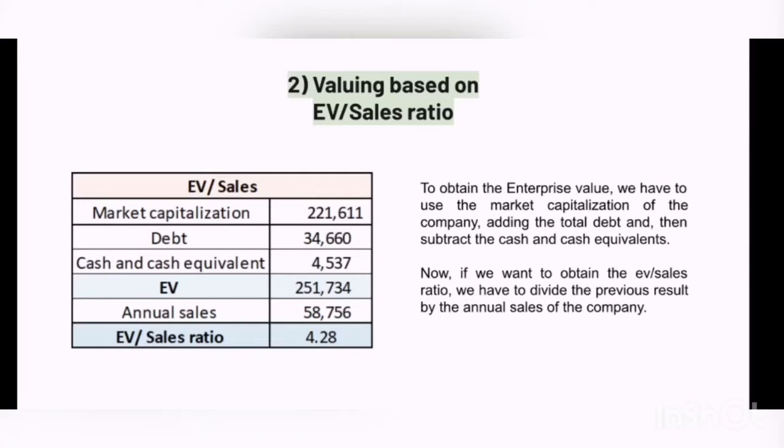So here we have to use the market capitalization, the debt, and the cash and cash equivalents. The market capitalization was $221,611 million. We have to add the debt, and then we have to subtract the cash and cash equivalents. So the enterprise value of HP was $251,734 million. Now, if you want to get the ratio, we just have to divide that value by the annual sales. And the result was 4.28.